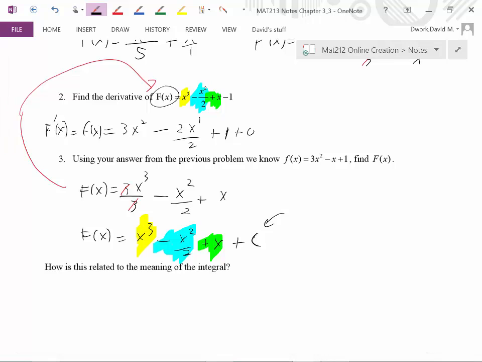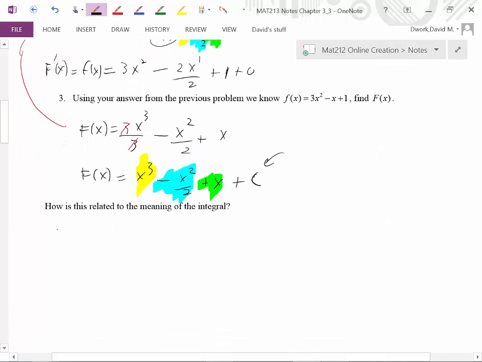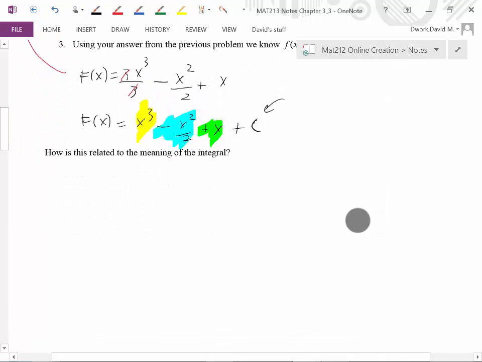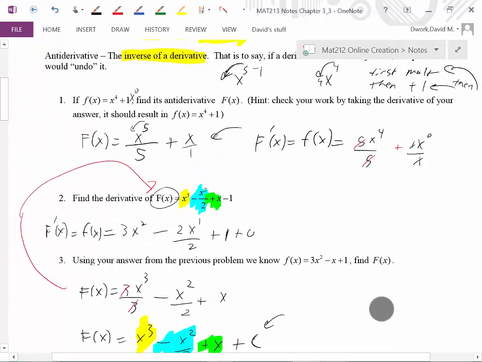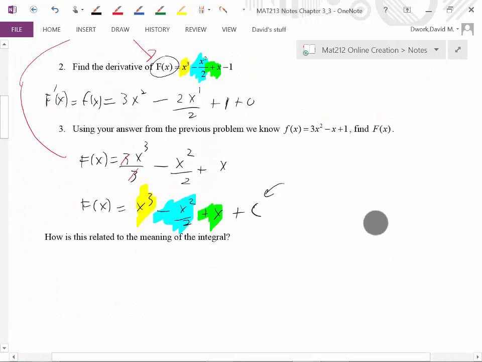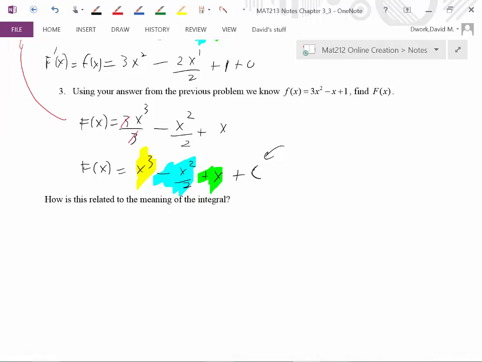And there you go. So how is this related to the meaning of the integral? Well, if we go back to the meaning of an integral, if you go back and think about an integral, what is it saying? Well, it's saying the area under the curve, right, is equal to some function. And the function we had in this problem was, what, 3x squared minus x plus 1 dx, right?